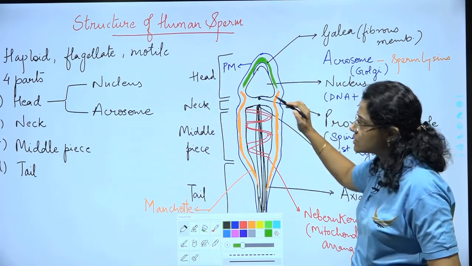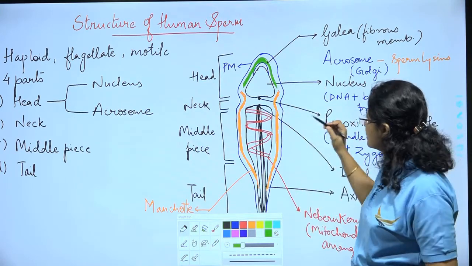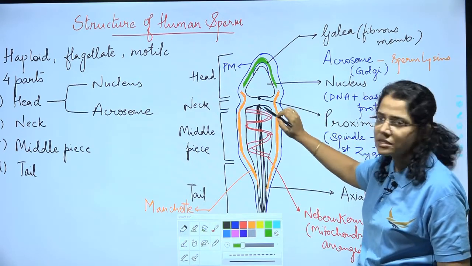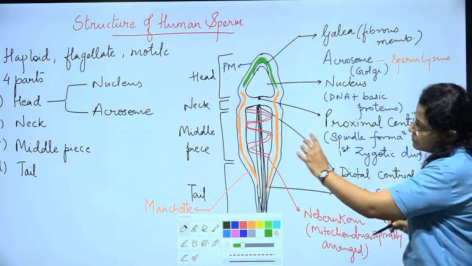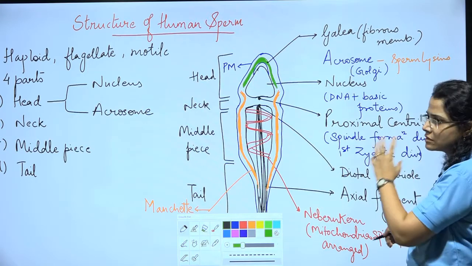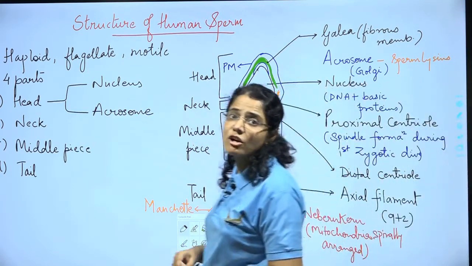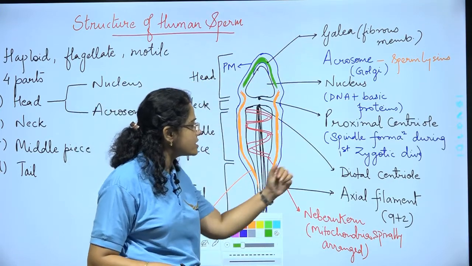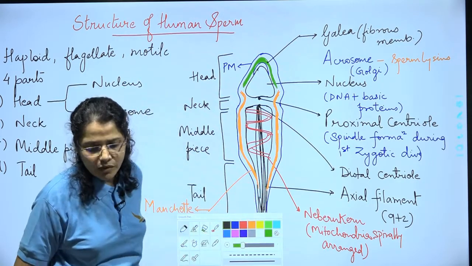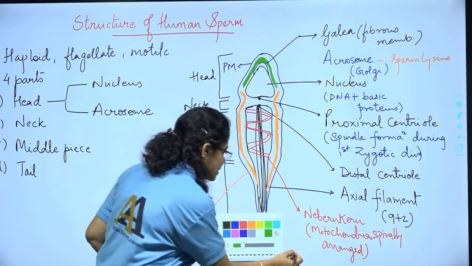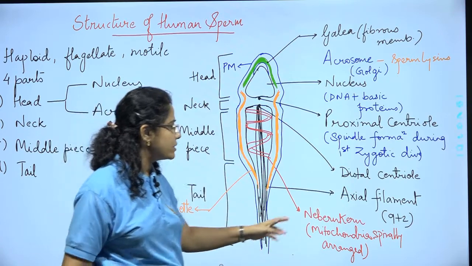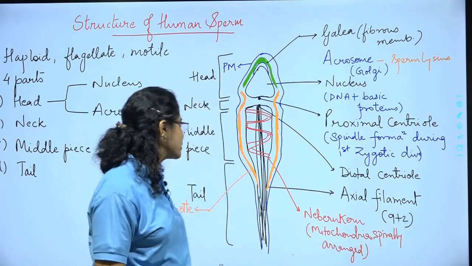Then comes the neck region, which is very, very short, and the two centrioles, one lies in the depression of the nucleus and the other is in the neck region. The upper one we call the proximal centriole. What is its function? It forms the spindle fiber during the first zygotic division. And the distal centriole gives rise to the axial filament, as we have already discussed. The filament has the arrangement of 9+2 microtubules.